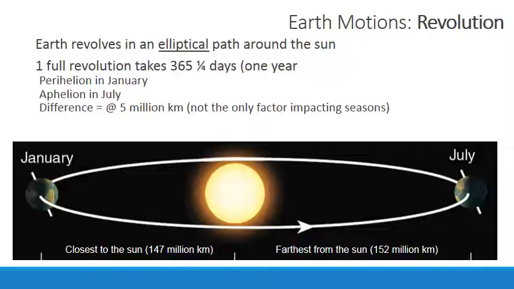The other motion, revolution, refers to Earth's movement in a slightly elliptical, not a circular, orbit around the sun. And that takes about 365.25 days, which is the length of an Earth year.